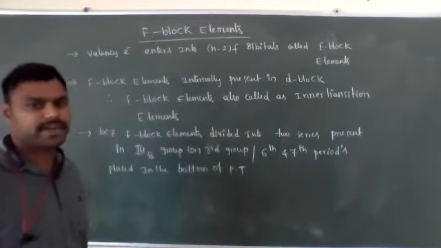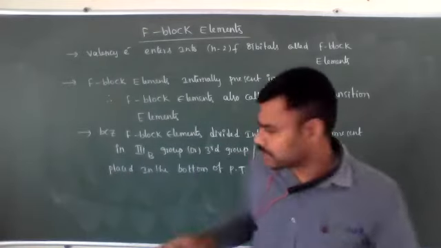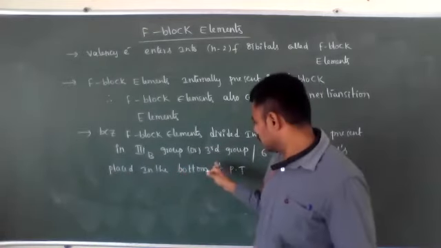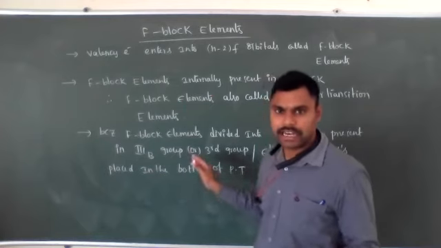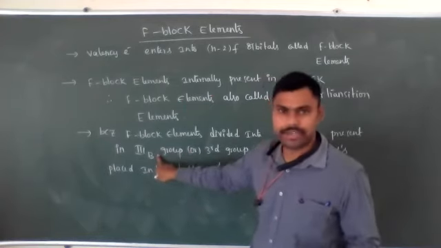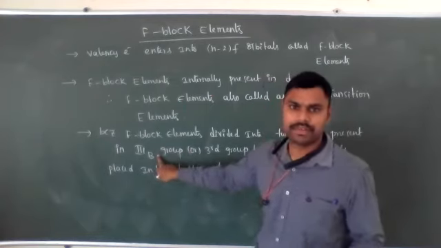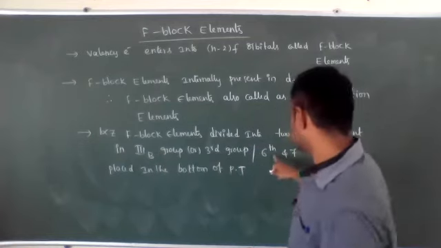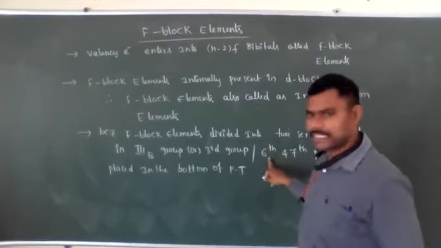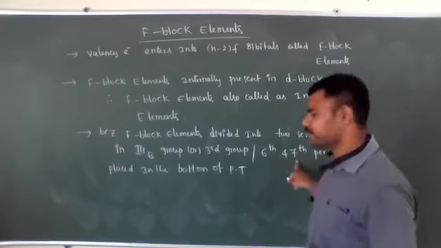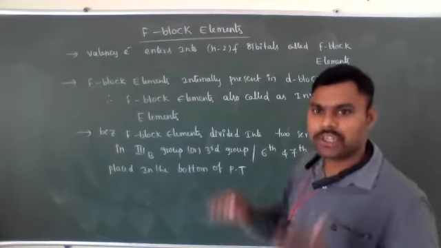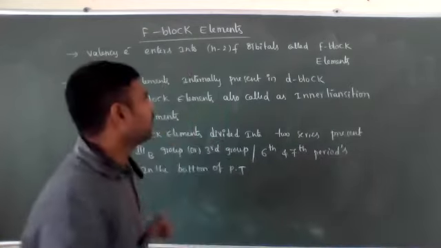Placed in the bottom of the periodic table. Because there is no place for writing all the elements in the periodic table of third B group. So total how many elements in third B group? Sixth period 14 elements and seventh period 14 elements. 14 plus 14, 28 elements are present in F block elements.